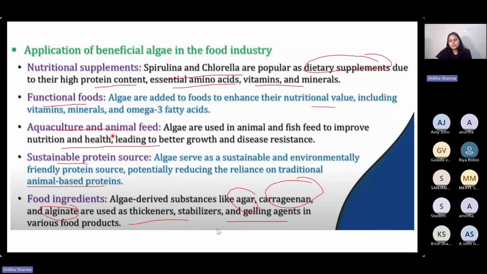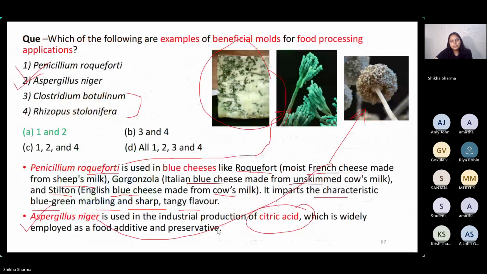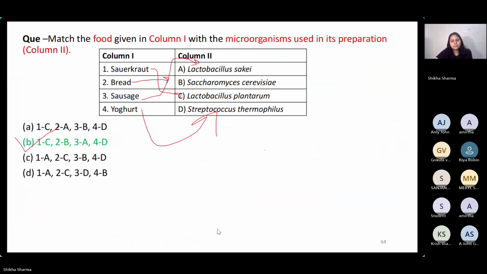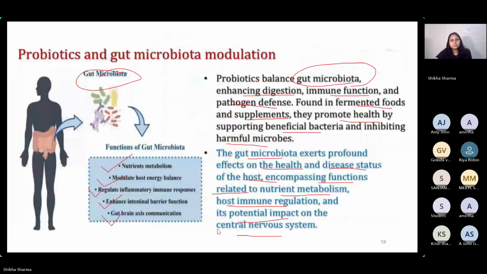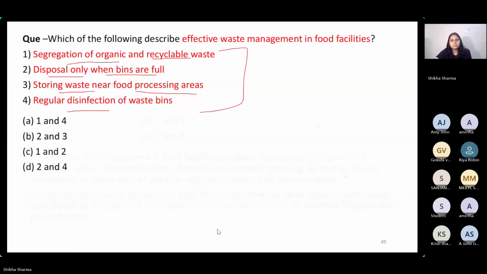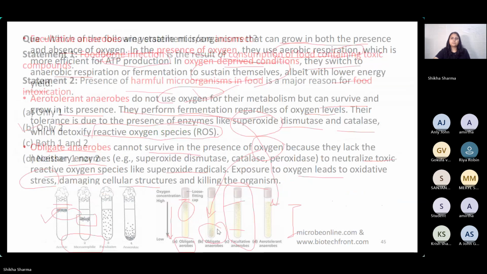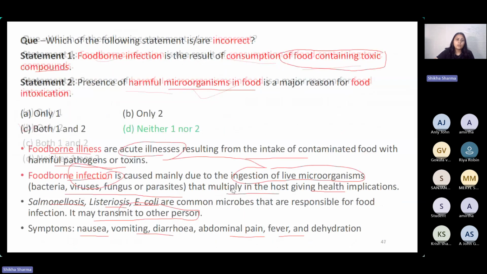I want to discuss one thing at the end. Yes, so I want to discuss this question.